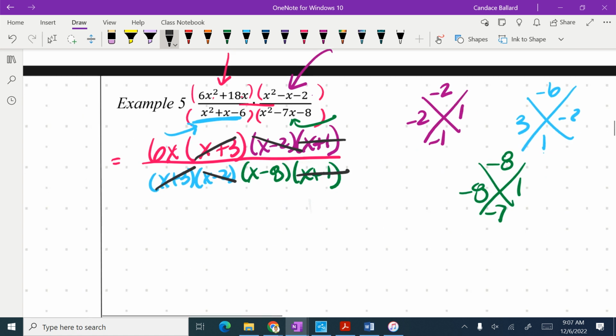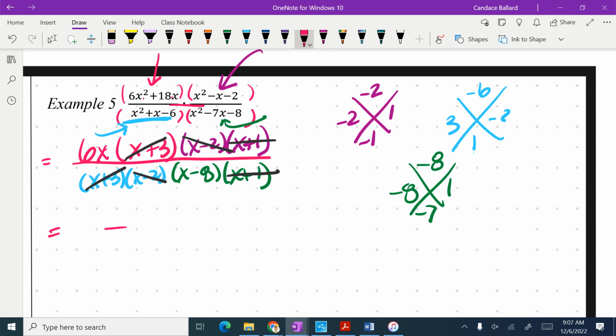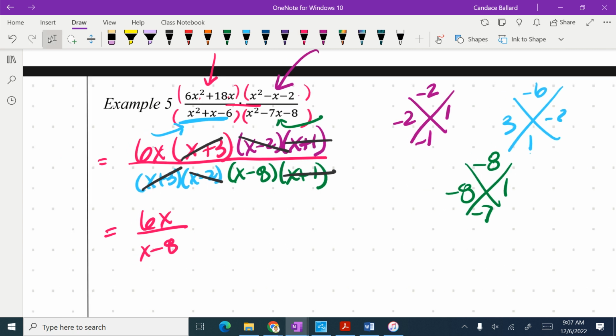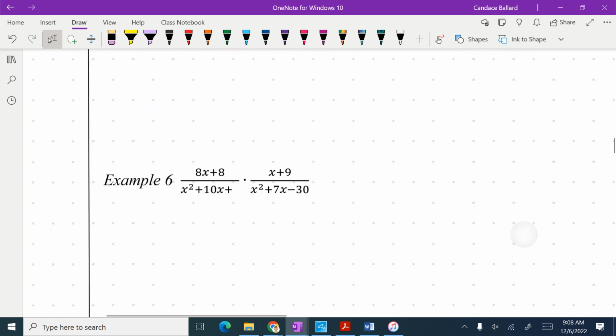Looks like that's it, right? That one was pretty satisfying. We got almost everything crossed out, right? So we've got 6x in the numerator and x minus 8 in the denominator. And the goal isn't necessarily to cross everything out. It just happened to happen that time, okay? You might have more left behind, and that's okay. If things are not crossing out, you're probably doing something wrong, okay? So if you're not getting things to cross out.